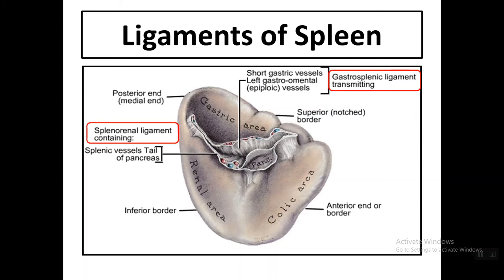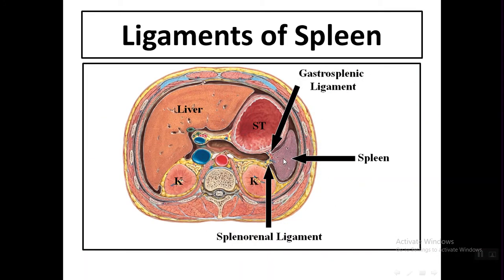While the other one, the splenorenal ligament, connects the spleen to the left kidney, and is called the splenorenal ligament or the lienorenal ligament. It will transmit the splenic vessels and the tail of the pancreas. So these are the ligaments of the spleen. One that is connecting the spleen to the stomach is called the gastrosplenic ligament, and one that connects the spleen to the left kidney is called the splenorenal ligament or the lienorenal ligament.